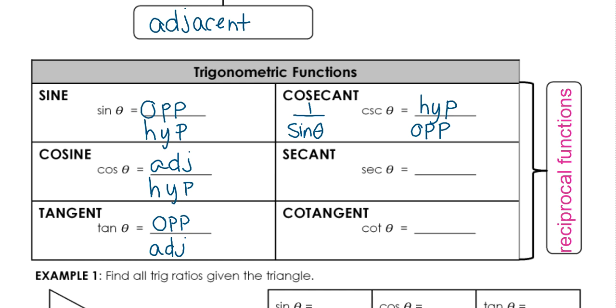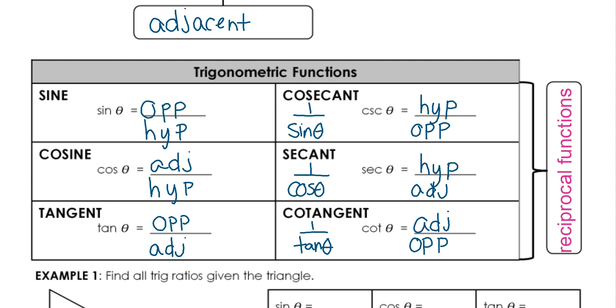All right, the reciprocal function of cosine we call secant. So secant is 1 over the cosine of theta. And what that does is it flips that cosine ratio to hypotenuse over adjacent. And then lastly, we have the reciprocal of tangent. So that would be 1 over tangent theta. We call that cotangent. And again, that flips the original function to the reciprocal, which makes it the adjacent divided by the opposite.